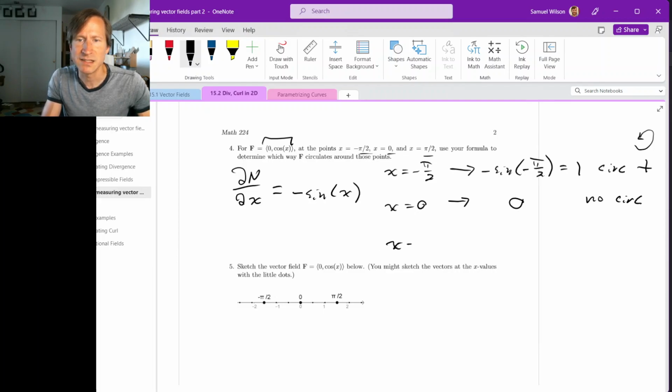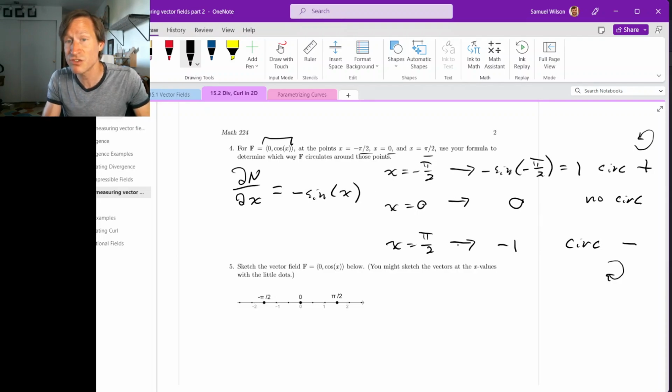And then at x equals plus pi over 2, we get minus sine of pi over 2. That's minus 1. And so we should get a negative circulation, that is clockwise circulation, at pi over 2. To see if this turns out right, let's again plot our vector field to see what we get.